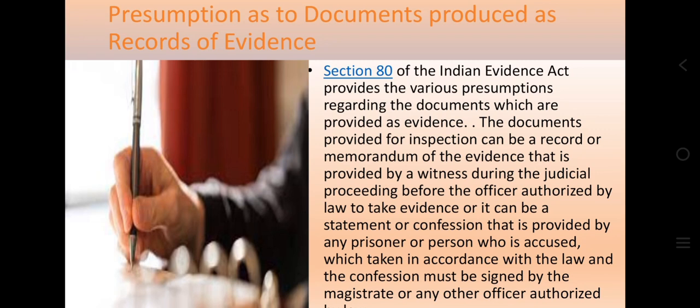Presumption as to documents produced as records of evidence. Section 80 of the Indian Evidence Act provides the various presumptions regarding the documents which are provided as evidence. The documents provided for inspection can be a record or memorandum of the evidence provided by a witness during the judicial proceeding before the officer authorized by law to take evidence, or it can be a statement or confession provided by any prisoner or person who is accused, taken in accordance with the law, and the confession must be signed by the magistrate or any other authorized officer.